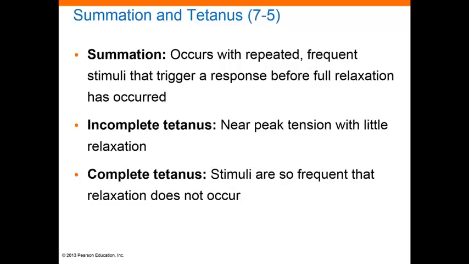Now, if a second stimulus arrives before the relaxation phase has ended, then a second, more powerful contraction can occur. And the addition of one twitch to another twitch is called summation. Virtually all normal muscular contractions involve some form of incomplete tetanus then. So a near peak tension with very little relaxation before the next twitch or the next stimulus occurs. Complete tetanus is when you have stimuli that are so frequent that relaxation does not occur, and that's not necessarily ideal for normal muscle activity.